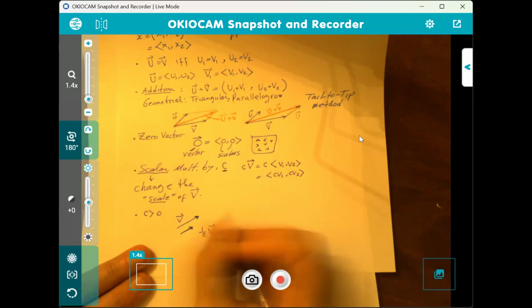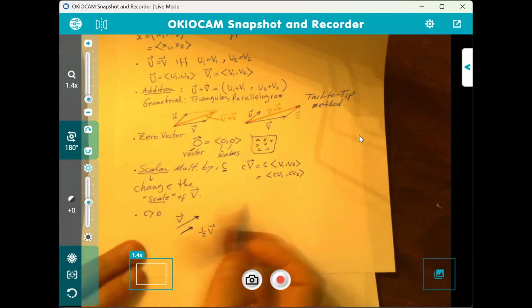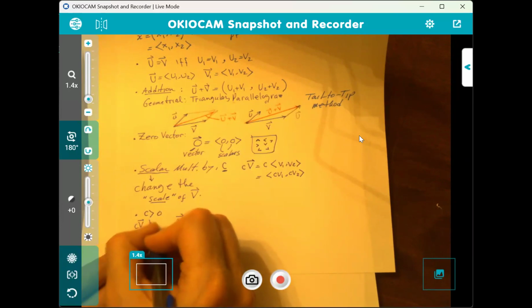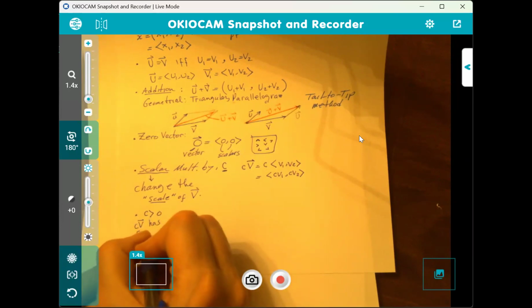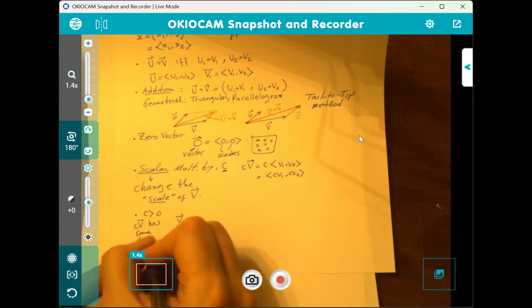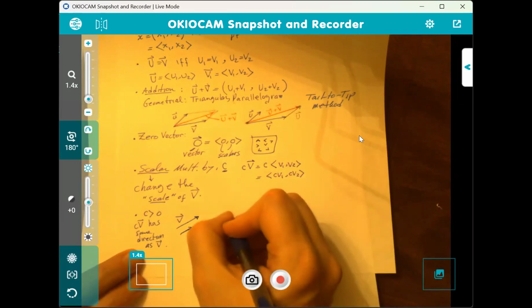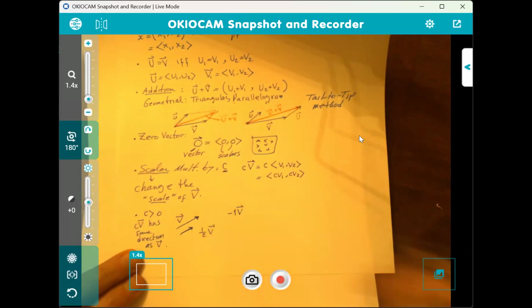There you go. So if C is positive, then let's say CV has the same direction as vector V. It's just half the size. So what is negative 1V therefore going to look like?